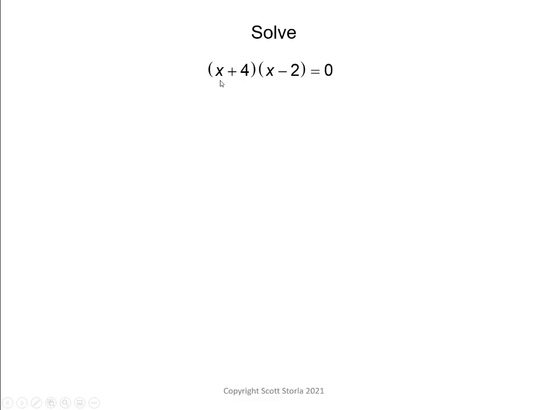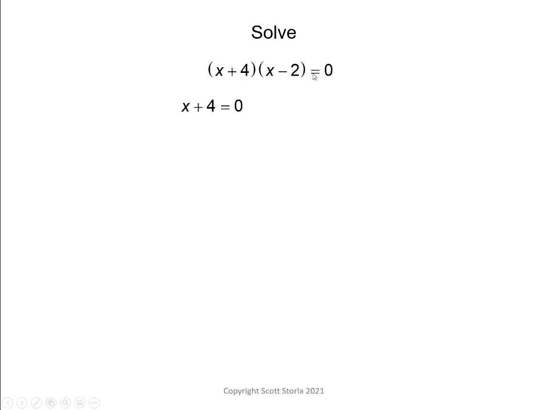For instance, here I think you can see that if x is negative 4, then negative 4 plus 4 will be 0, and then the whole product will be 0, regardless of what this value is. And in the same way, if I let x be 2, this factor will be 0. This one won't, this will be a 6, but again it won't matter because 6 times 0 is 0.